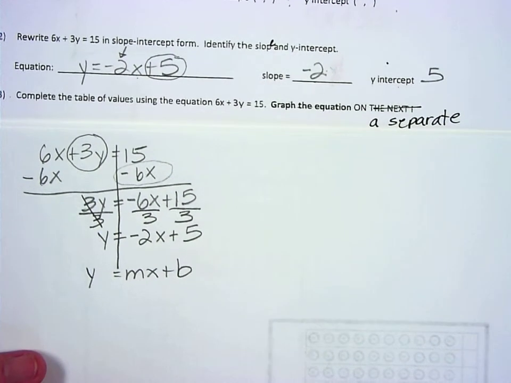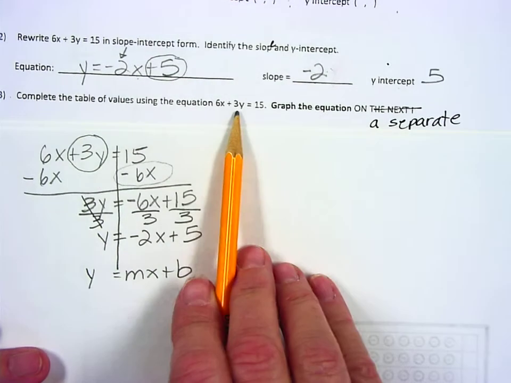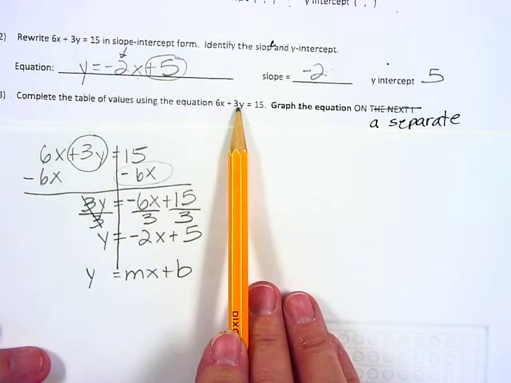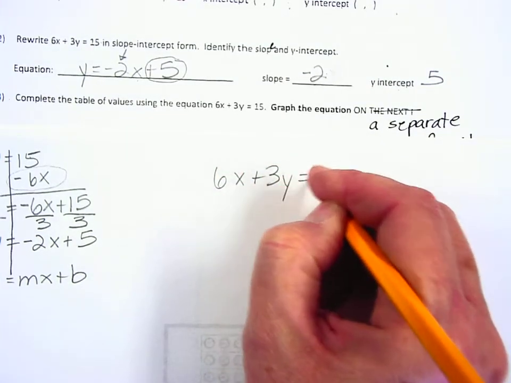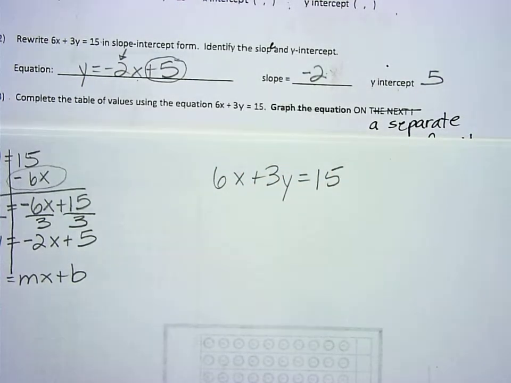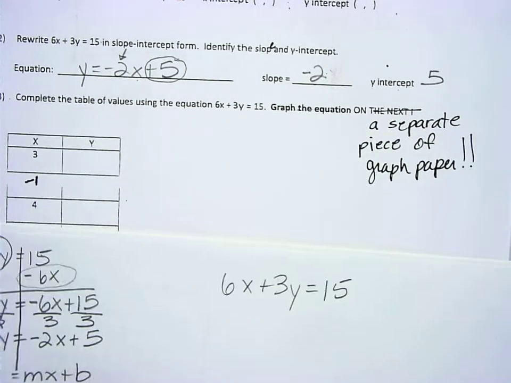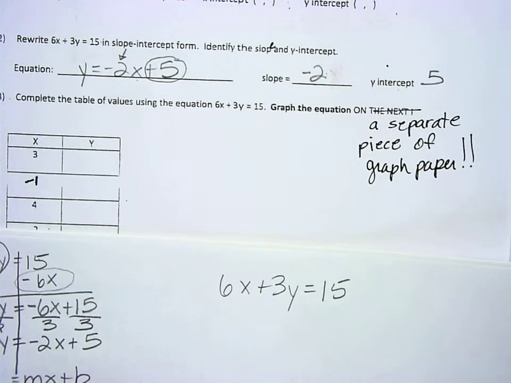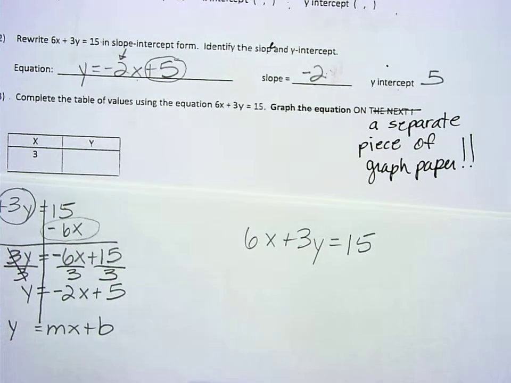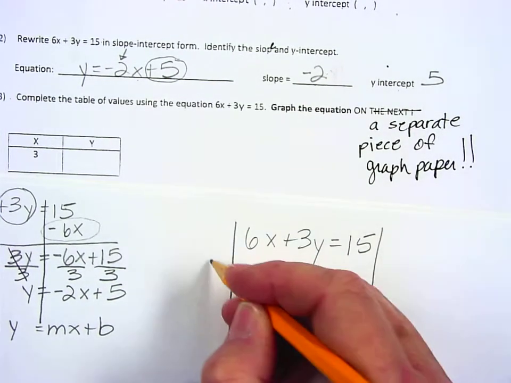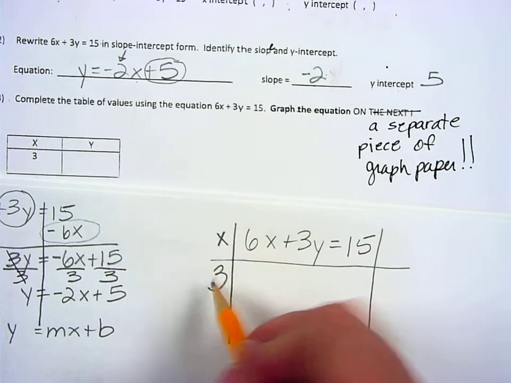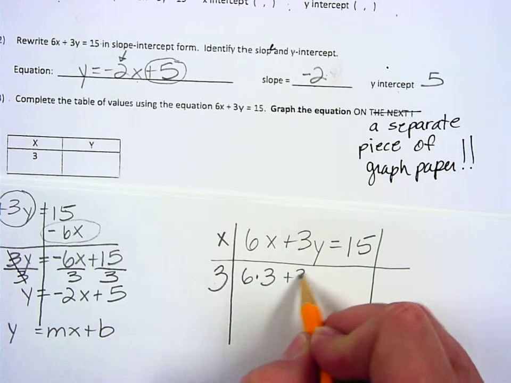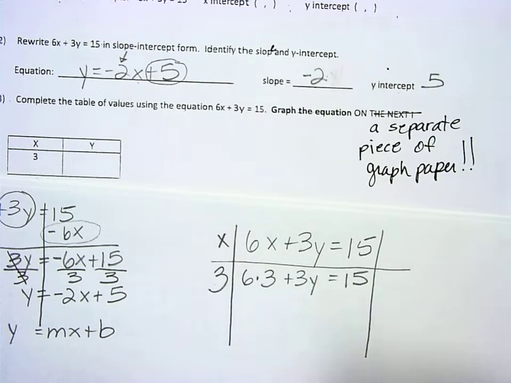Complete the table of values using the equation 6x plus 3y equals 15. We're using the same equation 3 times. And we're going to graph the equation after we do our function table. We're going to plug in 3 random values for x and find the corresponding y values. So if x is 3, this would be 6 times 3 plus 3y equals 15.